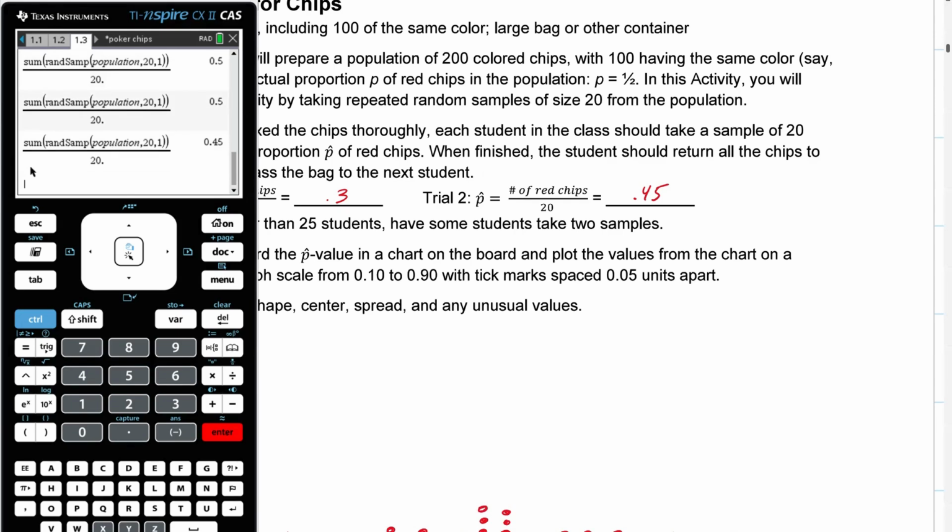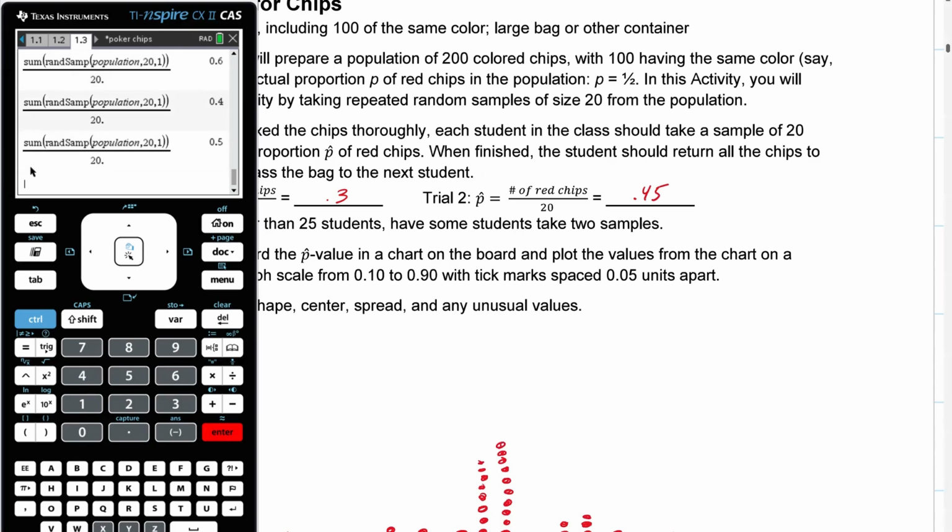0.45 again. What do we expect coming out of here? Do we expect them to be much different than 50%? Is it surprising that we're getting a lot of these numbers around 50%? I don't think so. I think this is kind of what we expected. I am getting more 45s and less 55s than I expected. Can I get a 55 in here? 0.45. Okay, that's enough for right now.